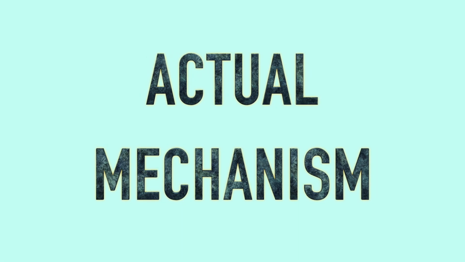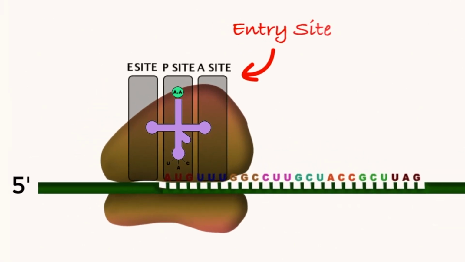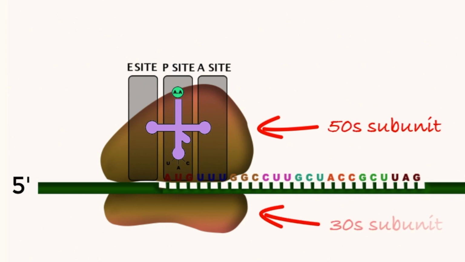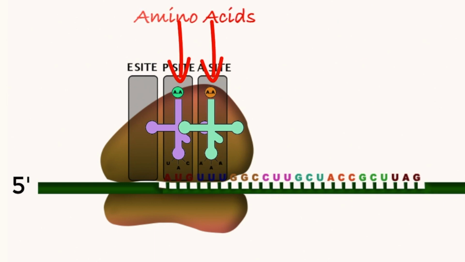Now, let's look at its actual mechanism. Each ribosome has three sites: the entry site, the P site, which is the peptidyl tRNA site, and the exit site. The upper, bigger part is the 50S subunit, while the lower, smaller part is the 30S subunit. Aminoacyl tRNA enters the entry site.